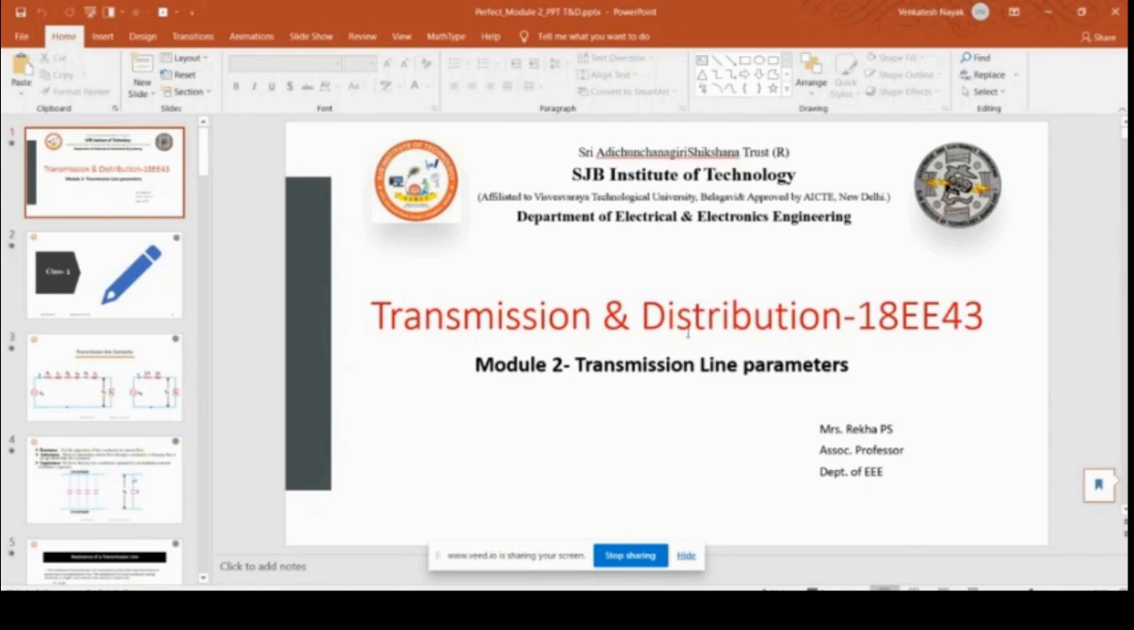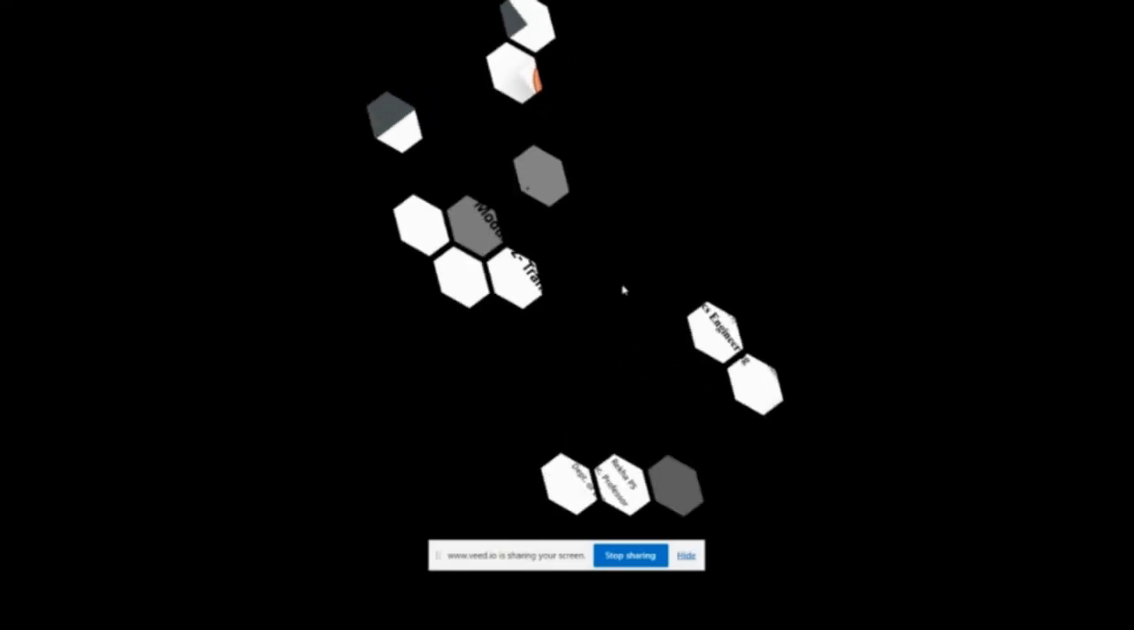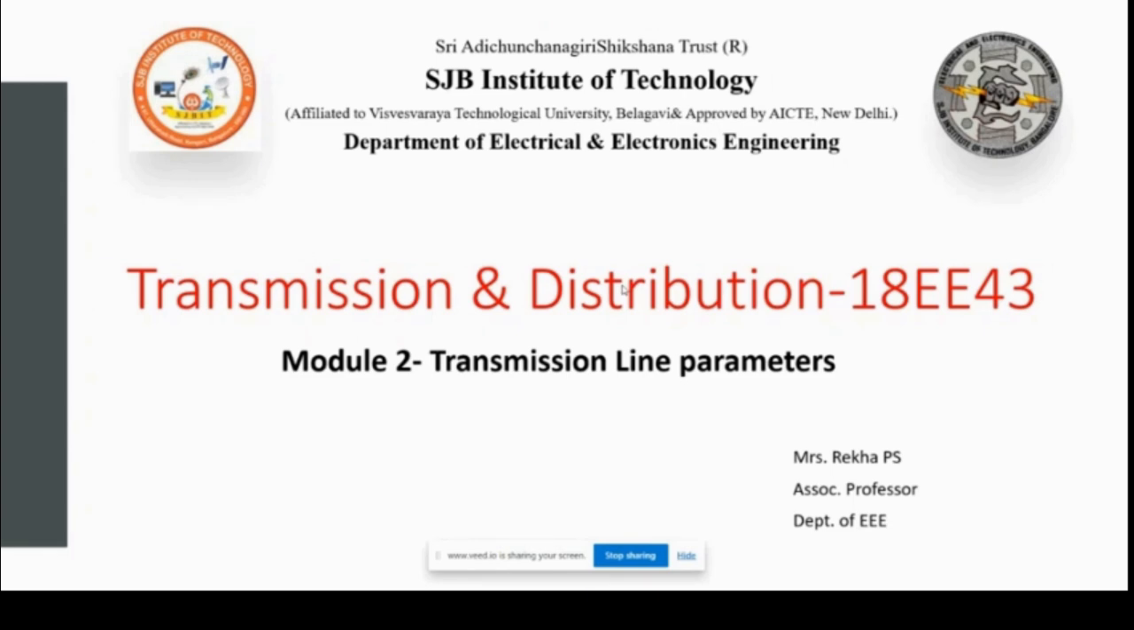Now today let us start transmission and distribution class. Second module, we are talking about transmission line parameters. The electrical power generated in the generating station is actually transmitted with the help of transmission lines, which are normally overhead. The parameters associated with these transmission lines are inductance, capacitance, resistance, and conductance.